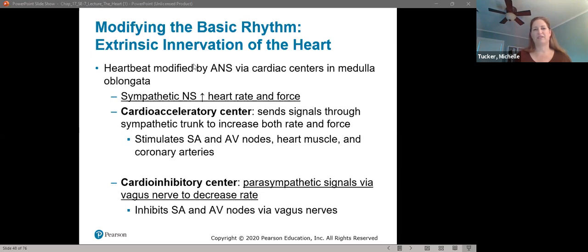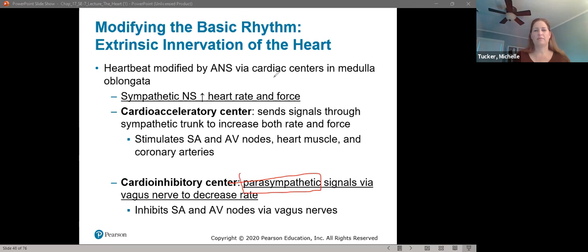Modifying extrinsic innervation is going to be under control of the autonomic nervous system. At rest, heart rate is under parasympathetic control. The heart receives consistent input from both the sympathetic nervous system and the parasympathetic nervous system. But at rest, parasympathetic is going to override, it's going to have a stronger presence, more activity than the sympathetic. So at rest, the heart is under parasympathetic control, which will decrease the rate of cardiac conduction.